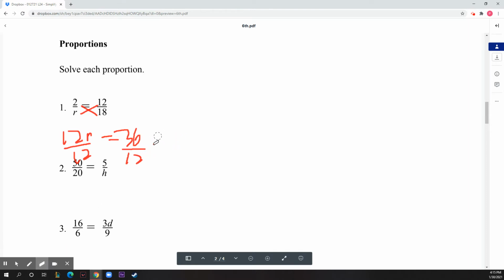But another way is to simplify first and then cross multiply. So this time you cross multiplied and then you simplified, but you could do it the other way around. One thing you want to make sure when you're simplifying is that you can simplify across and you can simplify down, but you can't simplify diagonally.